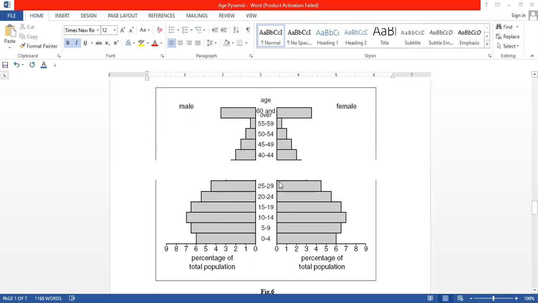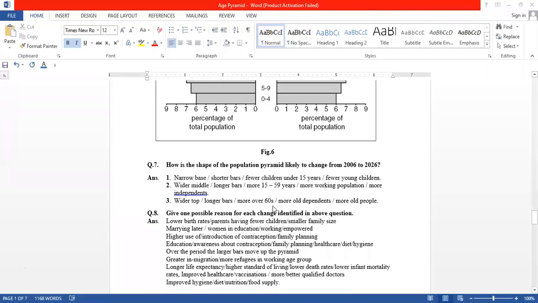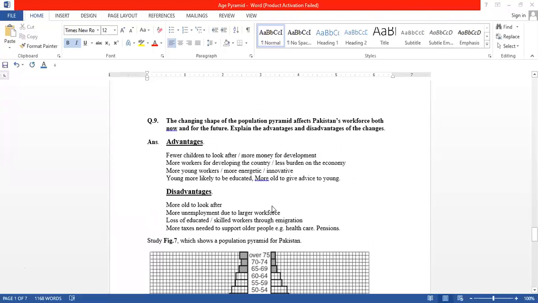And maybe in future, listen, my dear students, in future, maybe we will face the same type of age pyramid, in 2040, 2050, because it will be narrow base, broad in the middle and broad at the top. The next one, according to the previous age pyramid: the changing shape of the population pyramid affects Pakistan's workforce both now and for the future. Explain the advantages and disadvantages of the changes.